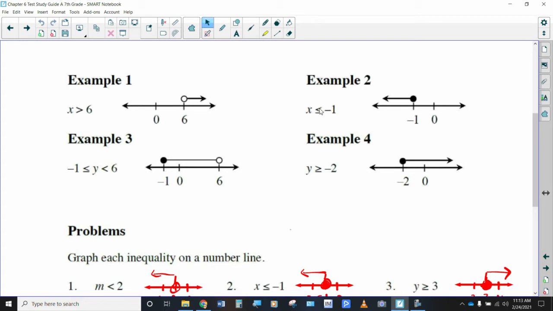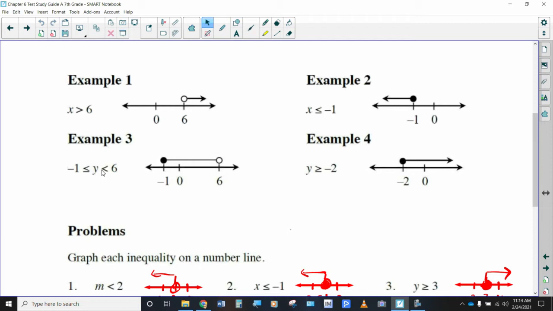So this one, x is any number that's less than or equal to -1. So find where -1 is on the number line, and everything to the left of it is less than that. We shaded in the -1 to tell us that -1 was one of the solutions.